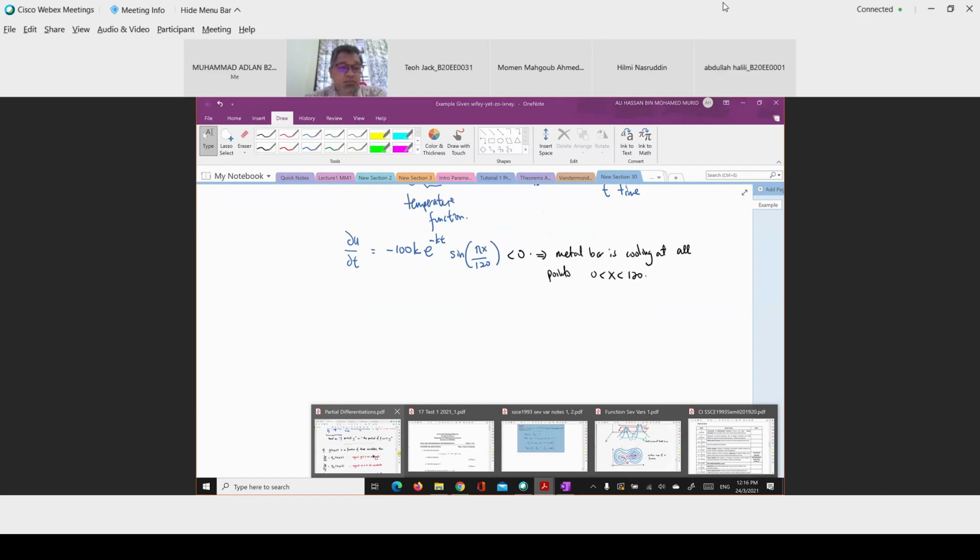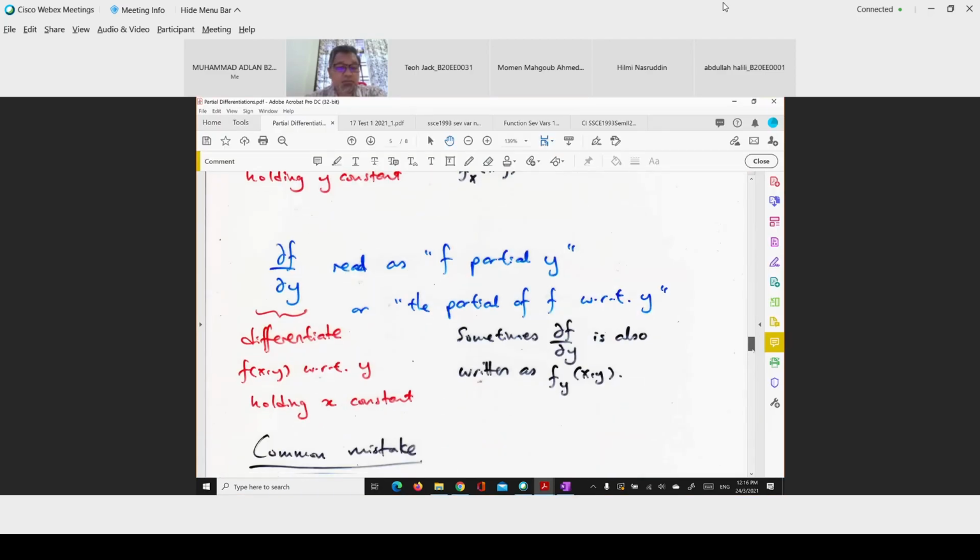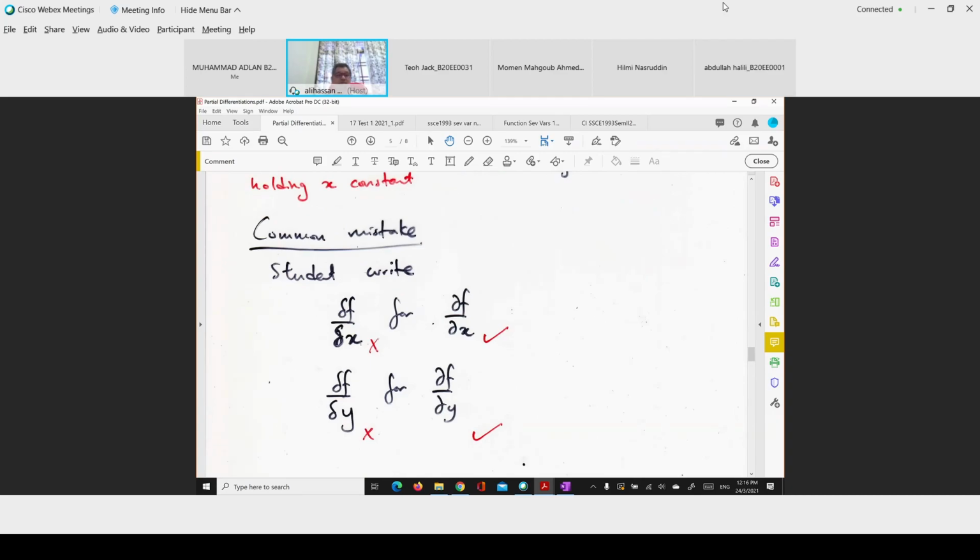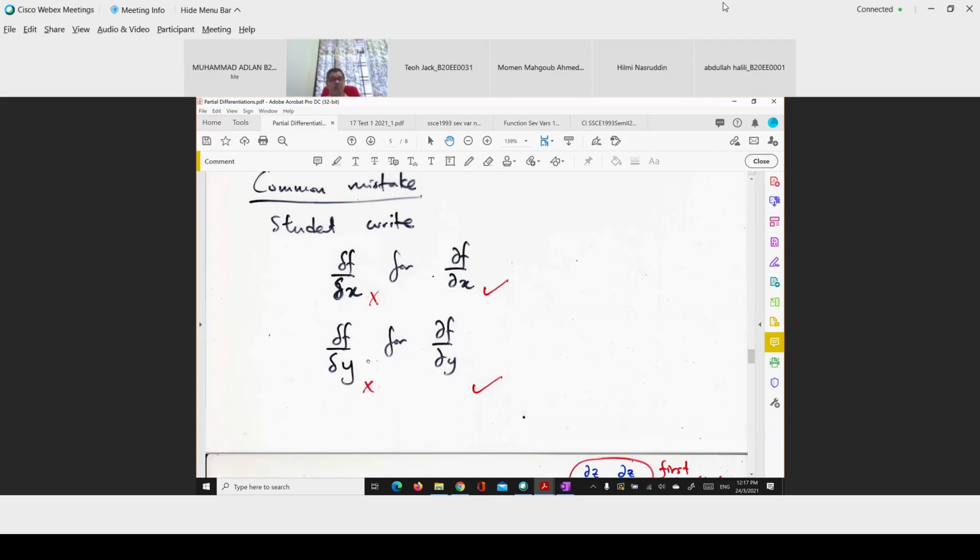Some comments about notation, and some common mistakes. This is the correct symbol for f partial x, but sometimes I have seen students using this other symbol. This is not the correct symbol for f partial x. That is the Greek symbol delta, but this one is just del, or curly d. So don't use delta; that is the convention. Similarly, we use del f del y for f partial y, not delta f delta y. So please make sure that you use the right symbol.